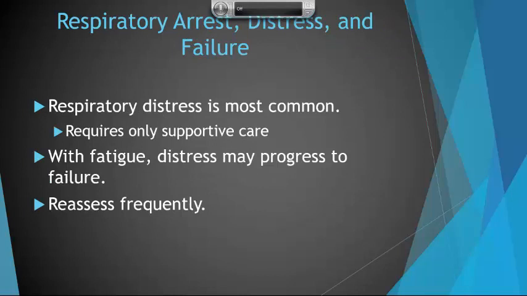Respiratory distress is most common, and typically requires only supportive care. However, if the patient becomes fatigued, distress may very quickly progress to failure. Young children may become agitated with a nasal cannula or face mask. Crying and thrashing increase metabolic demands and oxygen consumption. You need to weigh the benefits of oxygen administration against the potential cost. If you do feel it is necessary to give oxygen, then you may want to consider the blow-by technique and allow a caregiver to do this.